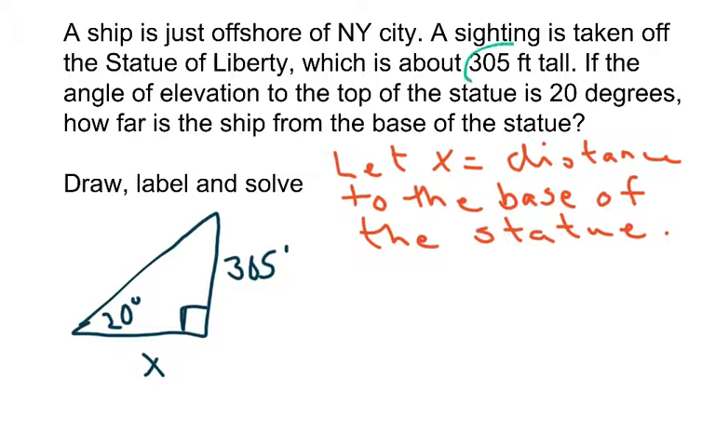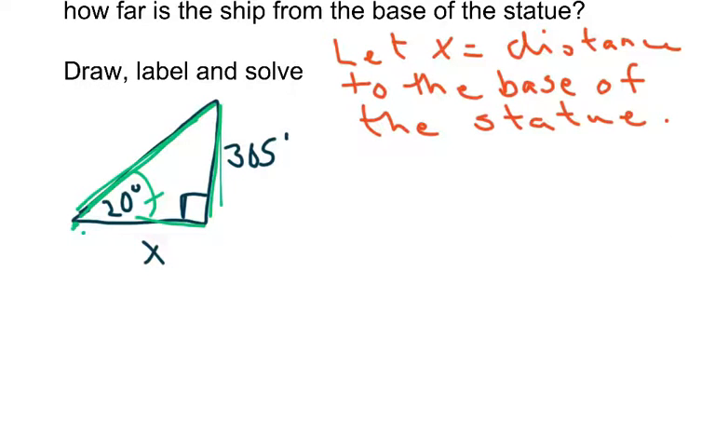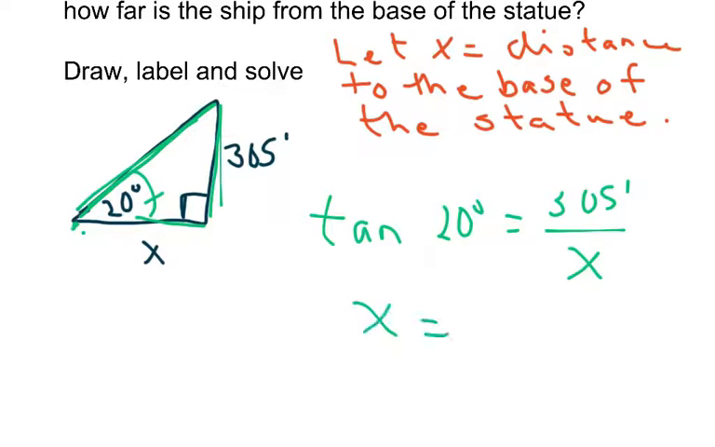The problem you might get will have different numbers here, but basically we are looking for the distance from the ship to the base of the statue. Here's your angle of elevation, and this is your line of sight. This would be your Eiffel Tower. Not Eiffel Tower, but the Statue of Liberty. So, we're going to use tan again. It's tan of 20 degrees equals 305 feet over x. So x equals 305 feet over tan of 20. Since we're using a calculator, we're getting approximate values.